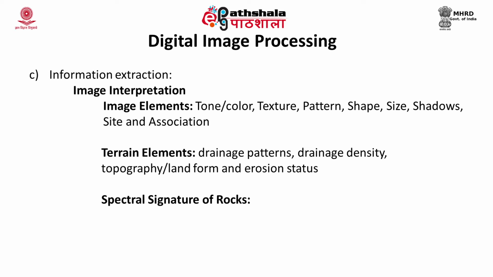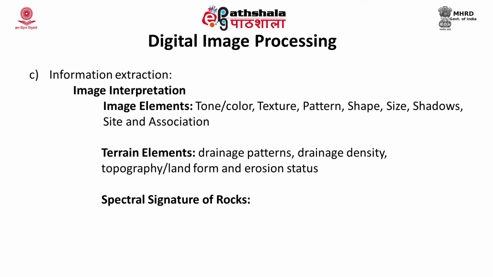Then the terrain elements, for example, drainage pattern, drainage density, topography, landform and erosion status. In the terrain element, drainage pattern or drainage density, different types of drainage develop over different types of rock. So, from this interpretation we get a bulk idea about the lithology present in that particular area. And then the spectral signature of rock.